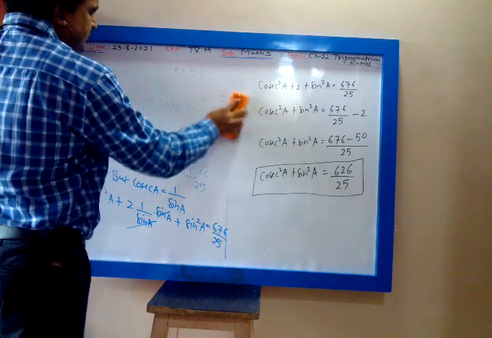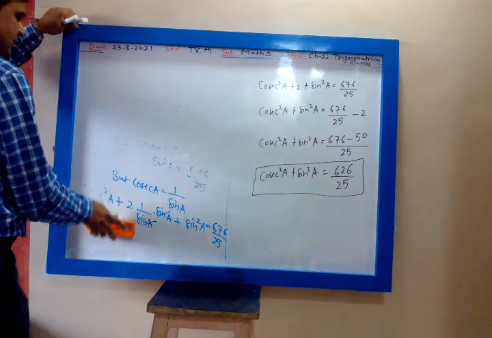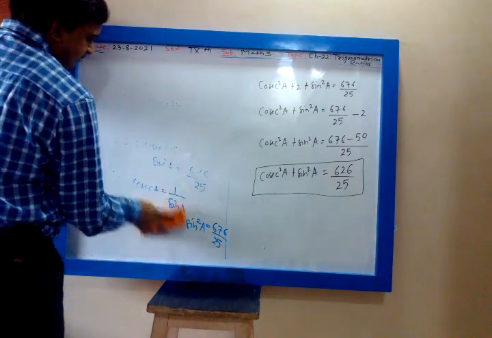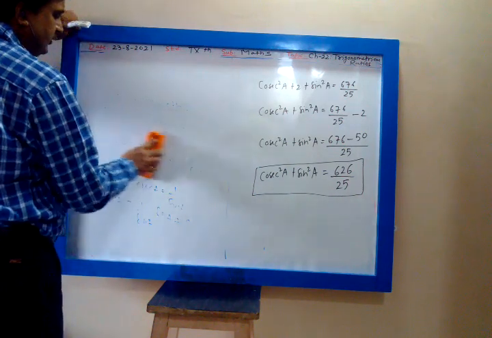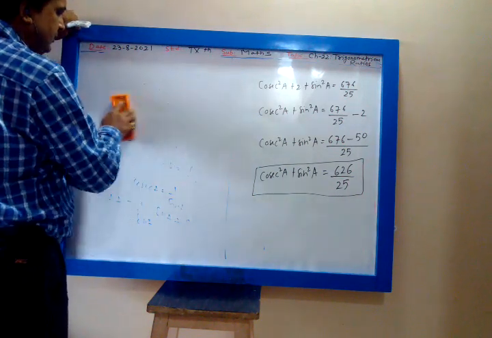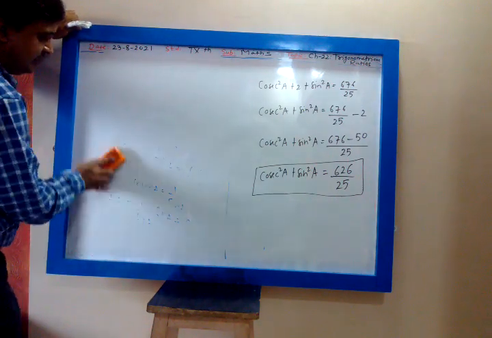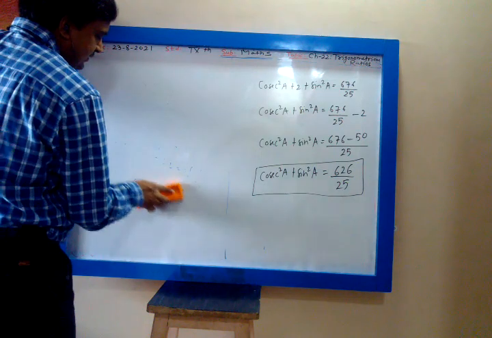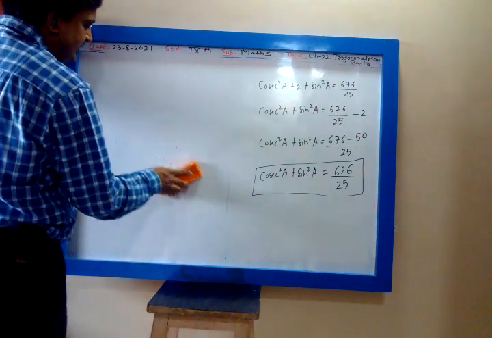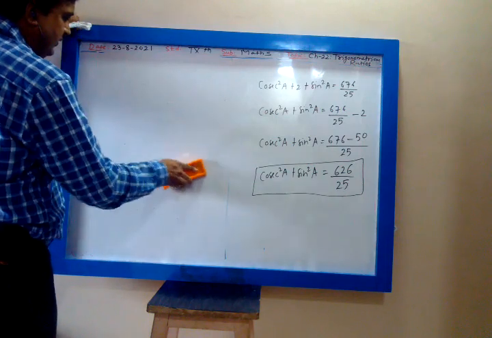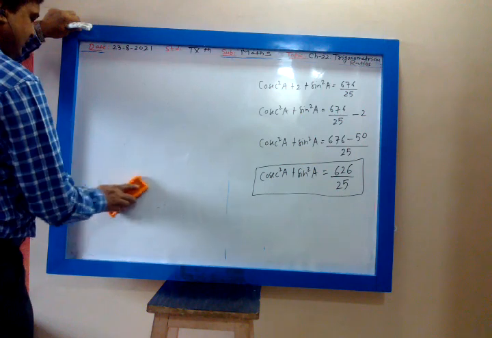Now do the last problem. I am giving you 5 minutes to solve the last problem. All of you do it, then I will start solving. Do the last problem. 5 cos theta is 6 sin theta. Find the value of tan theta.